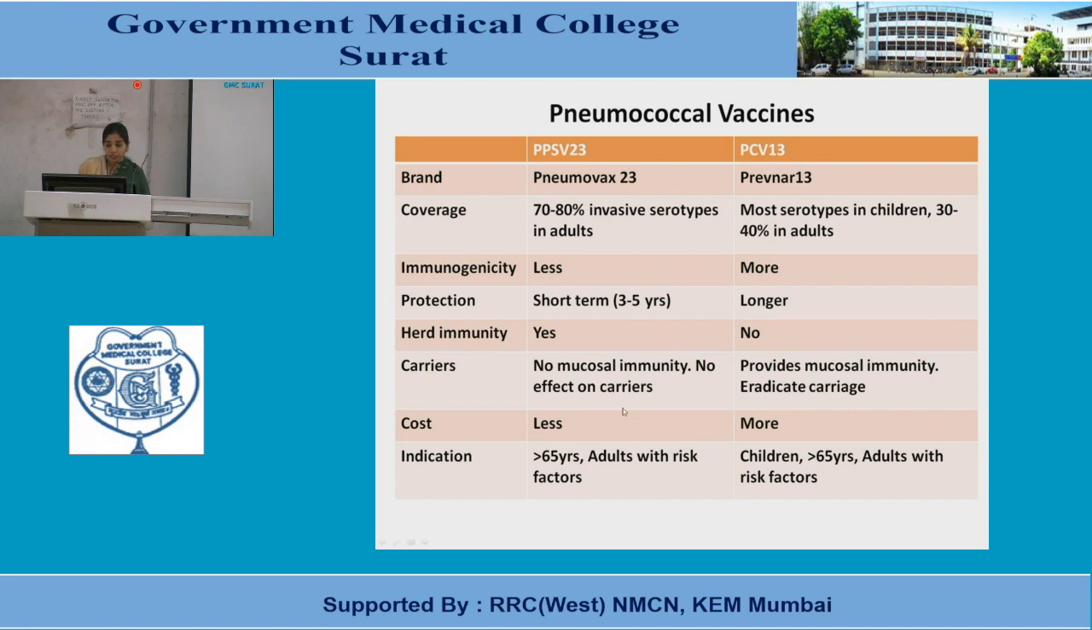Cost is less for PPSV23, PCV is costly. Indication for PPSV23 is adults greater than 65 years old and those with risk factors, and children. Greater than 65 years persons and adults with risk factors get PPSV23. PCV13 is good for children.